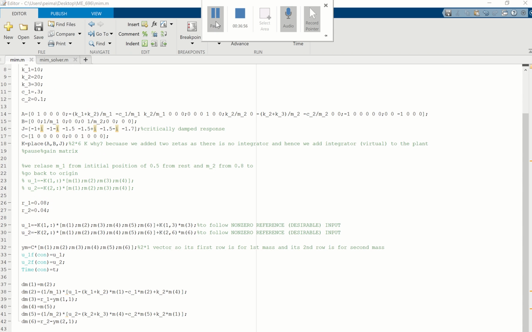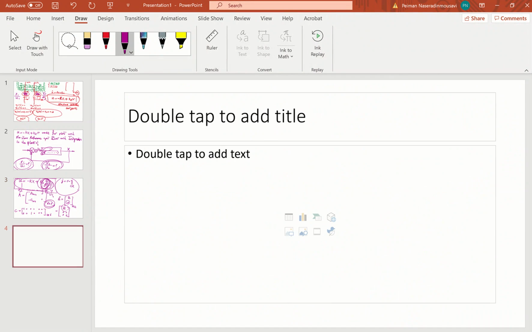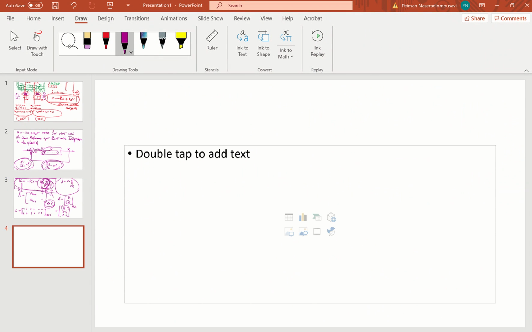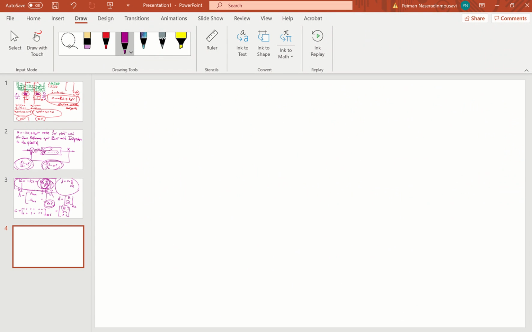okay, so that's it. Now let's go to the next topic, which is designing observer. Designing observer. This week and next week I'm going to devote to designing observers. So, state observer. Okay.